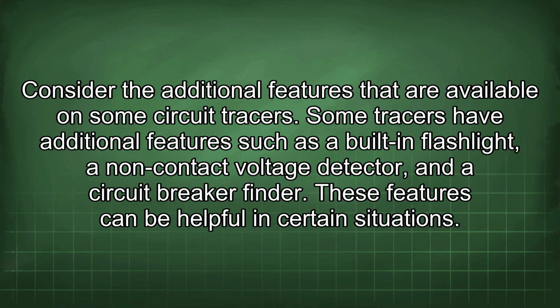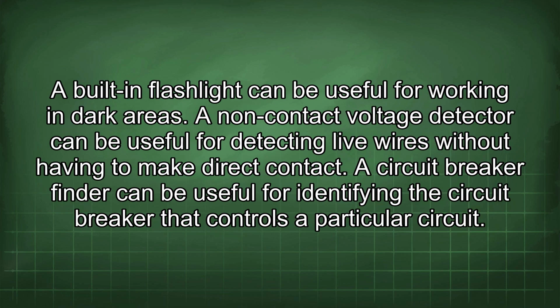Consider the additional features that are available on some circuit tracers. Some tracers have additional features such as a built-in flashlight, a non-contact voltage detector, and a circuit breaker finder. These features can be helpful in certain situations. A built-in flashlight can be useful for working in dark areas. A non-contact voltage detector can be useful for detecting live wires without having to make direct contact. A circuit breaker finder can be useful for identifying the circuit breaker that controls a particular circuit.